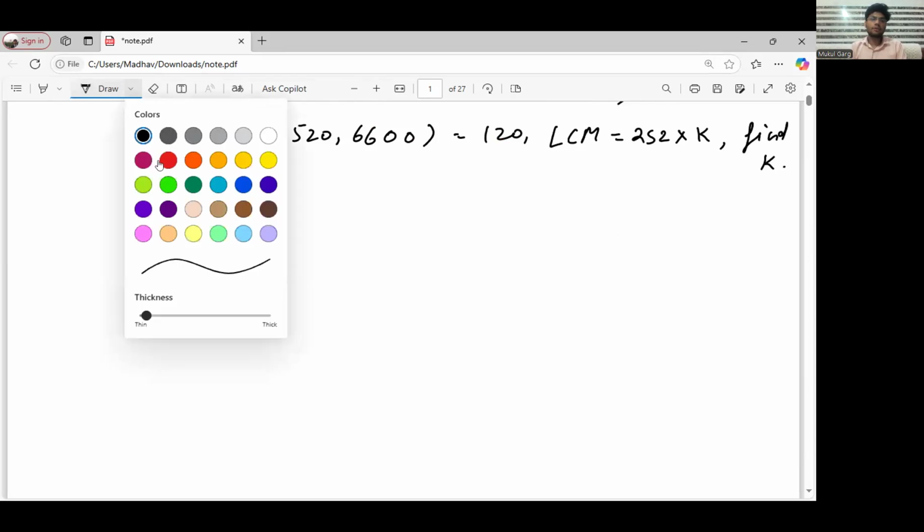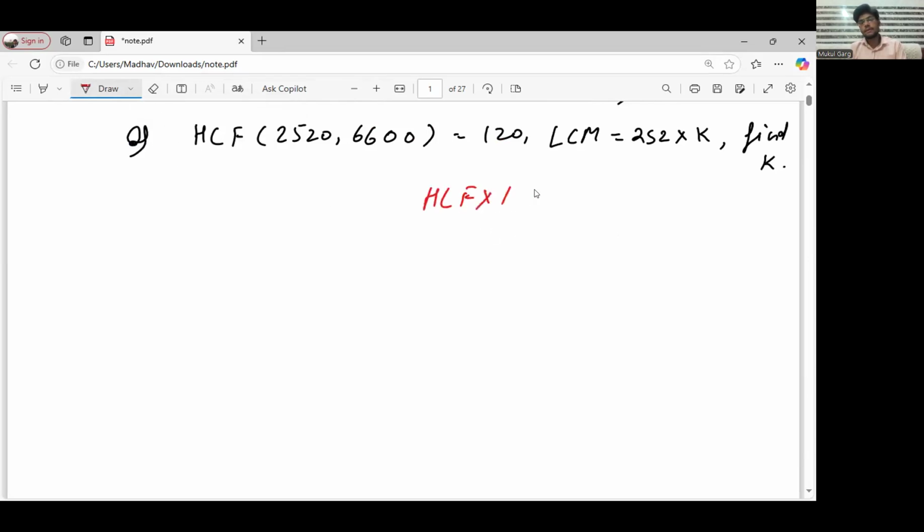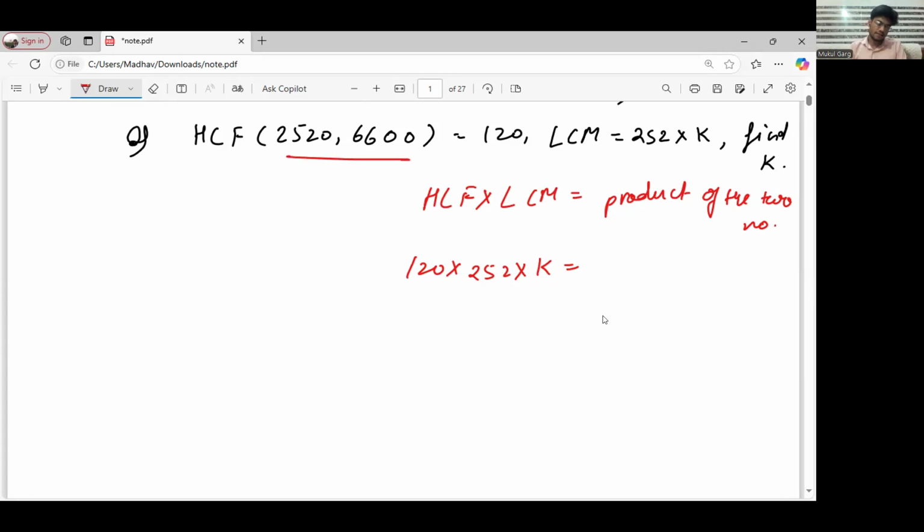See, again I'm going to use the relation. We all know HCF multiplied by LCM equals the product of the two numbers. Now HCF is given as 120, LCM is given as 252 into K. I'm just putting all the values, nothing more than that. And the two numbers are 2520 and 6600.